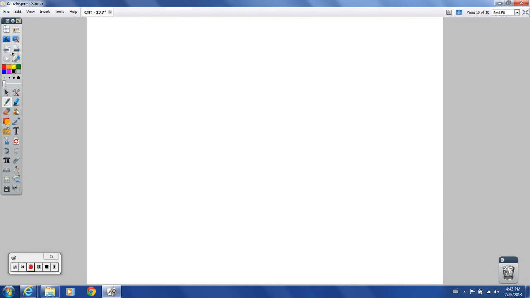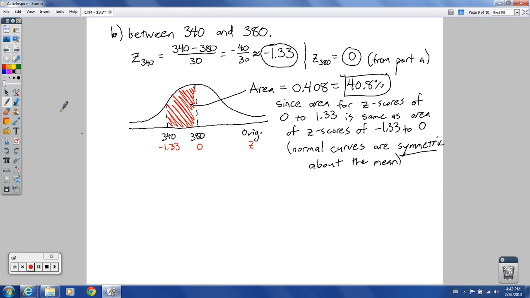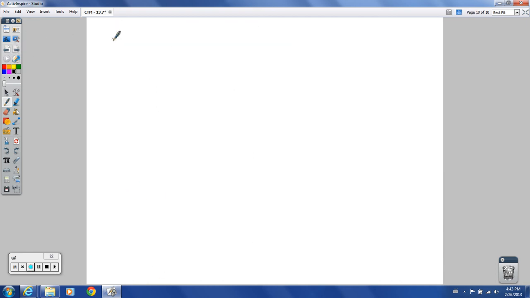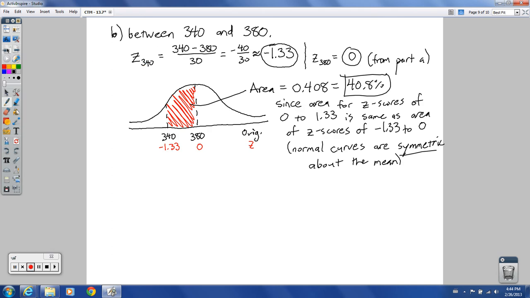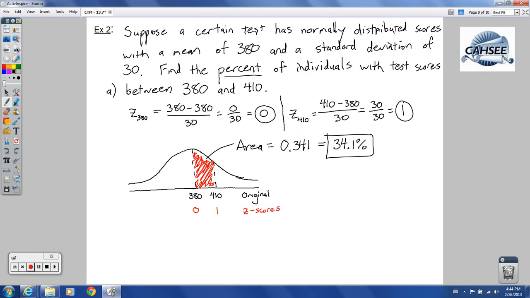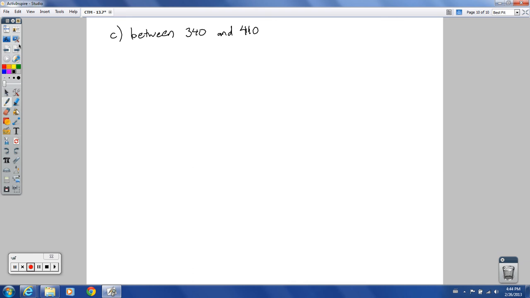Okay, good to go. I'm going to put this on a new page. I just don't want to try to squish it in here, so I'm going to keep going on a new page here. Let's say part C. Now a new little twist here again: between 340 and 410. These numbers should look familiar. We've already found the z-scores for 340 and for 410, right here and right here.